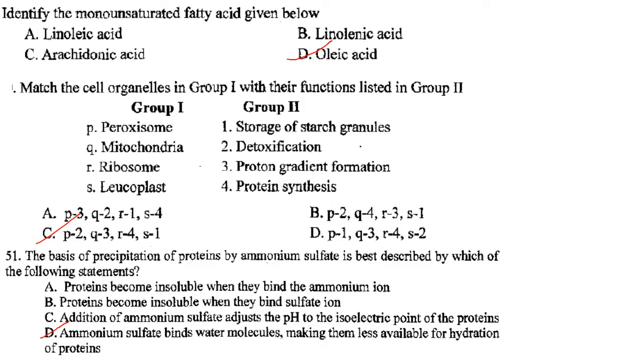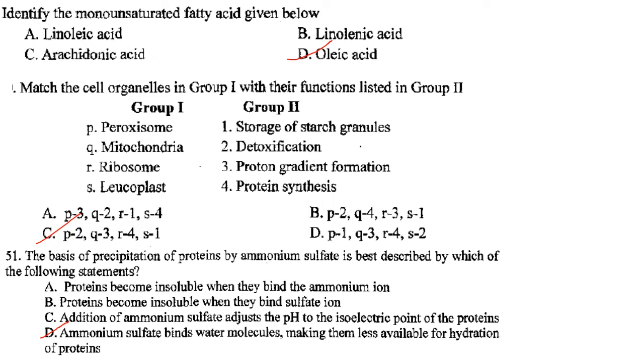Then next one, identify the monounsaturated fatty acid given below. So linoleic acid has got 2 double bonds, so it is not a monounsaturated fatty acid. Then arachidonic acid, linolenic acid and oleic acid, you will find that oleic acid is the monounsaturated fatty acid. Okay, so the answer is option D, that is oleic acid.